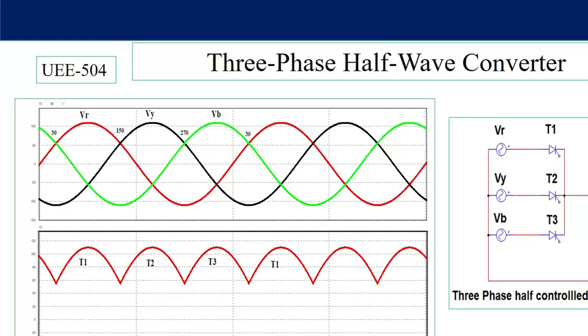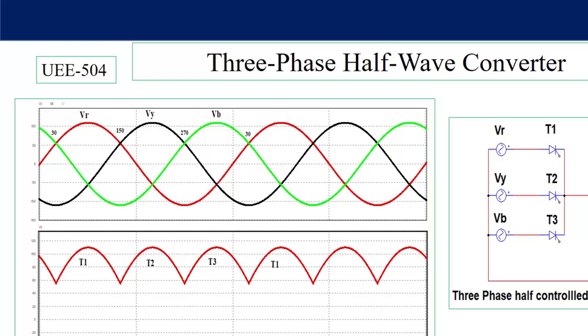Now let's consider the case of the thyristor. As I discussed, out of the three thyristors, voltages are there across each thyristor, but whichever is maximum out of these three voltages, the corresponding thyristor will be turned on.